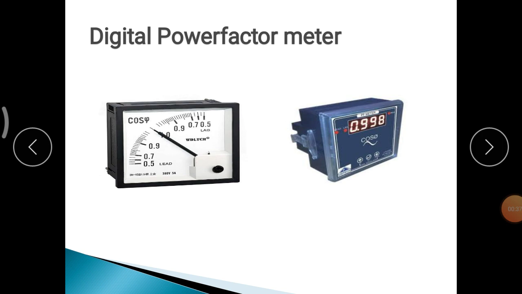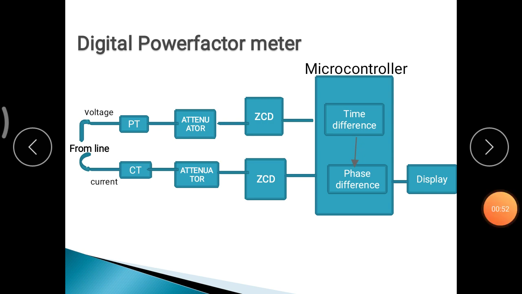See, digital power factor meter: first is the analog meter and next is the digital meter. Just see the difference here. The analog meter has a scale, and this is a direct display. Nowadays we are using mostly digital meters. So first, what is power factor? First we will discuss that. Cosine of the angle between the voltage and the current is called the power factor.